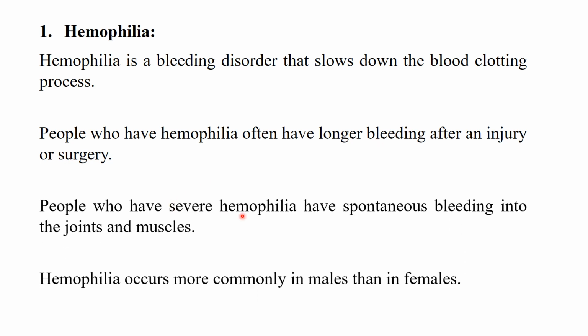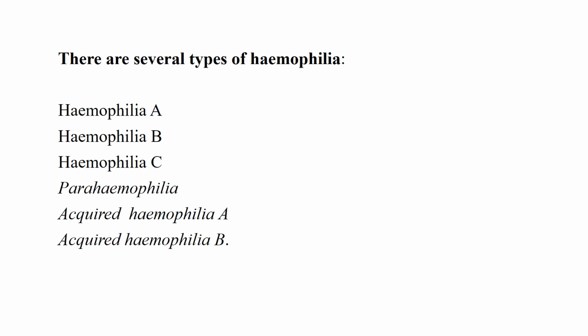People who have severe hemophilia have spontaneous bleeding into the joints and muscles. In a severe hemophilic patient, there is a lot of spontaneous bleeding in the joints and muscles. Hemophilia occurs more commonly in males than in females because it is an X-linked recessive disorder. There are several types of hemophilia: Hemophilia A, Hemophilia B, Hemophilia C, parahemophilia, acquired Hemophilia A, and acquired Hemophilia B.